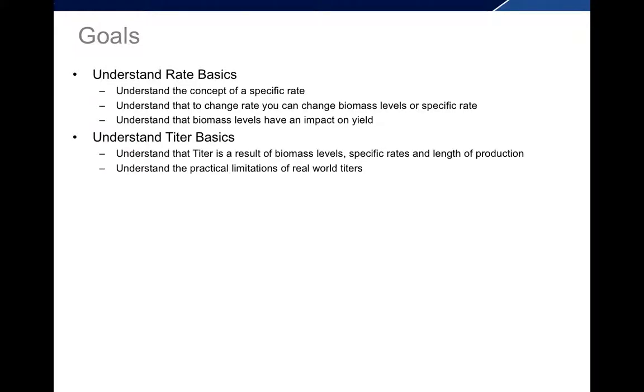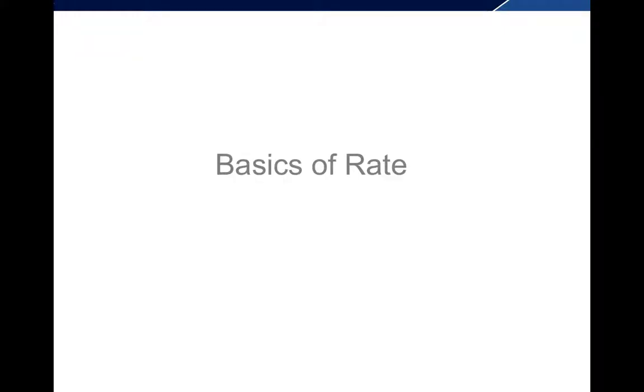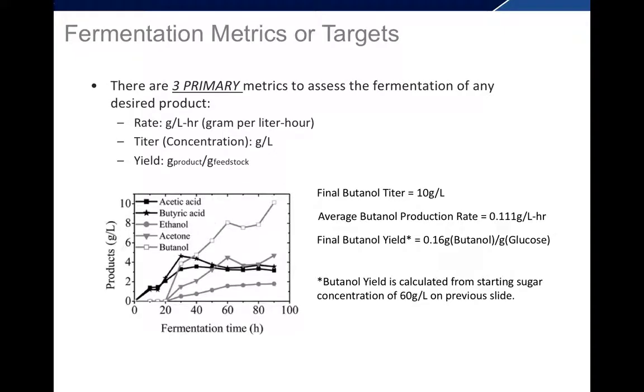Understand the titer basics. So the titer is a result of the biomass levels, the specific rates, and length of production. And understand that there can be, however, practical limitations of real-world titers. So we jump into rate. As we've mentioned before, there are three primary metrics used to assess the fermentation of any desired product. Those would be rate, titer, and yield.